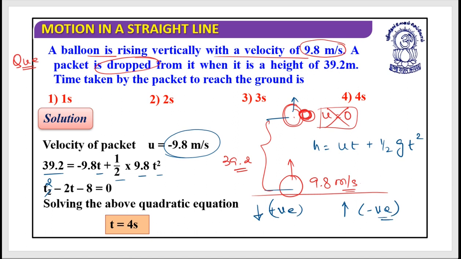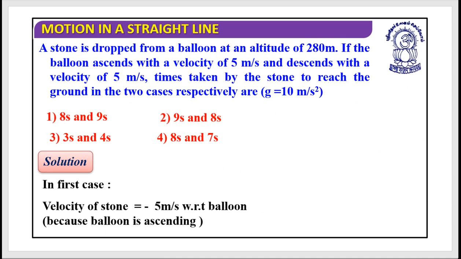So can you do this kind of thing? Okay, let's have a last question of this unit, motion in a straight line. Let's go through it very carefully. A stone is dropped from a balloon at an altitude of 280 meter. If the balloon ascends with a velocity of 5 meter per second and descends with a velocity of 5 meter per second, there are two different cases.